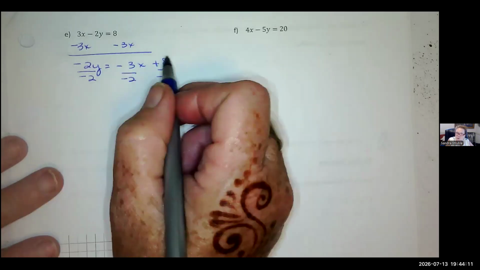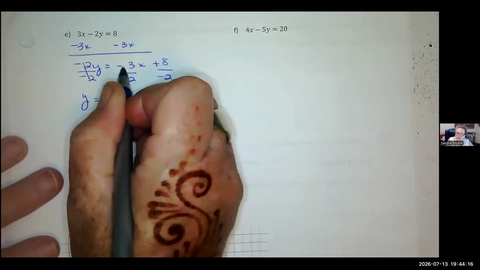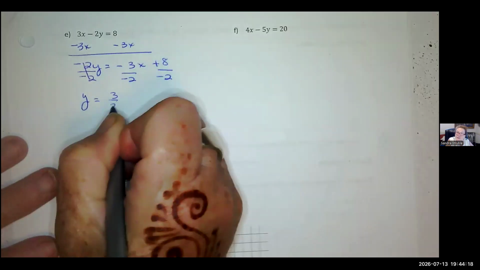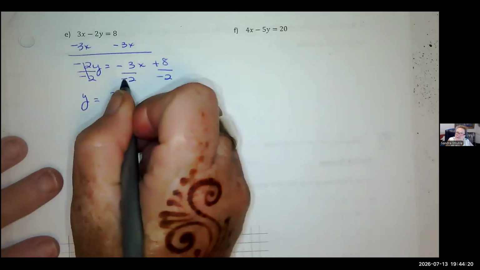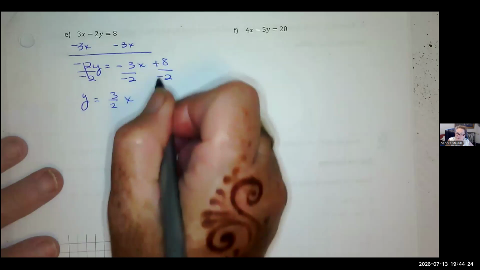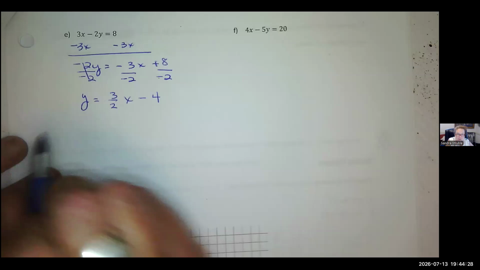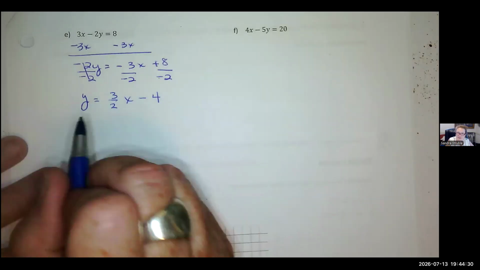So now we're left with y equals positive 3/2 x. Negative divided by negative is positive. And then positive divided by negative is a negative. 8 divided by 2 is 4. Do not want decimals here. I only want fractions, and improper fractions are perfectly fine.